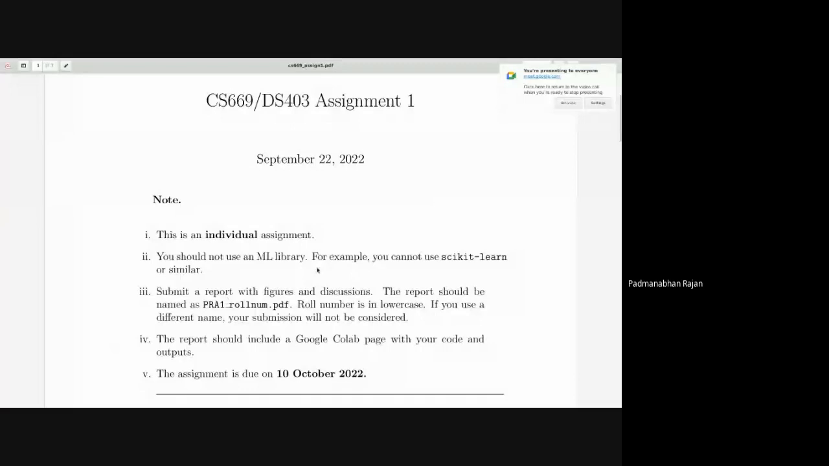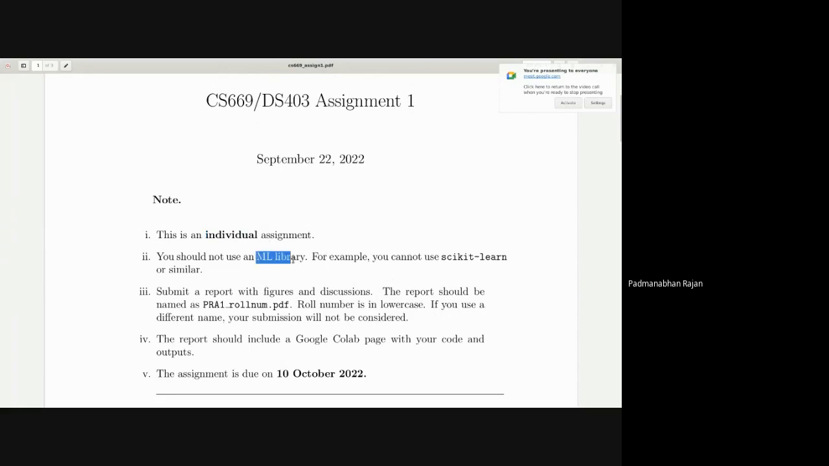In this presentation, I will briefly explain the first assignment, which is here. This is for pattern recognition. This is the first assignment, and it is an individual assignment.